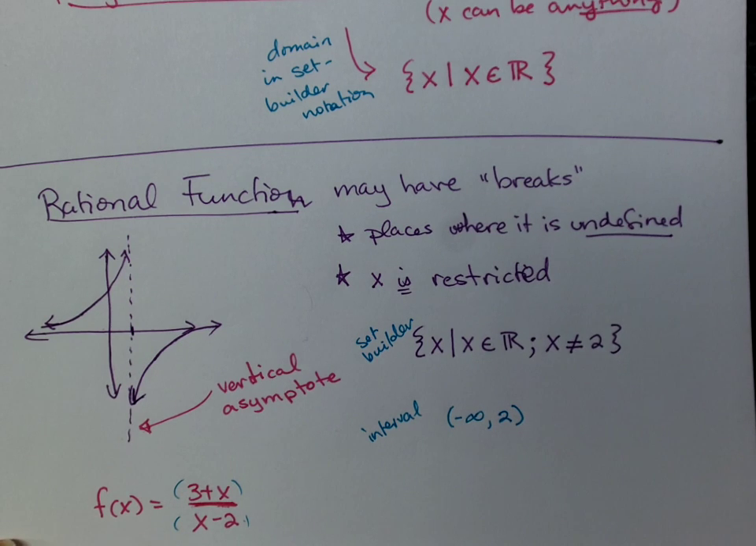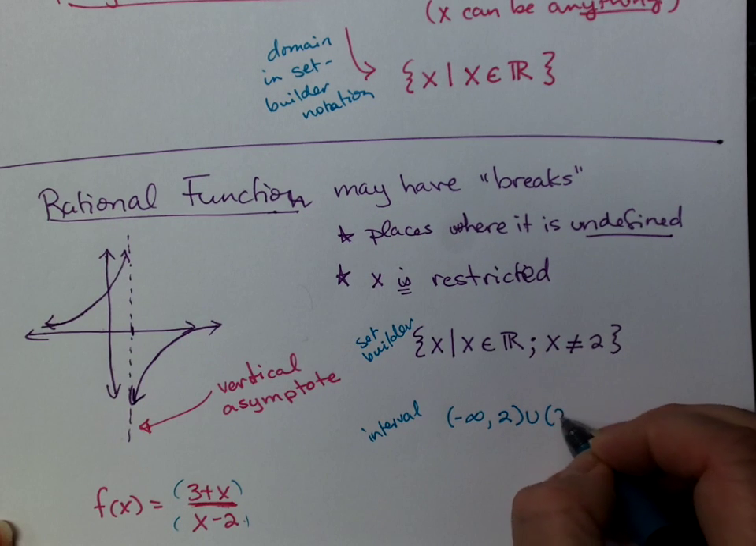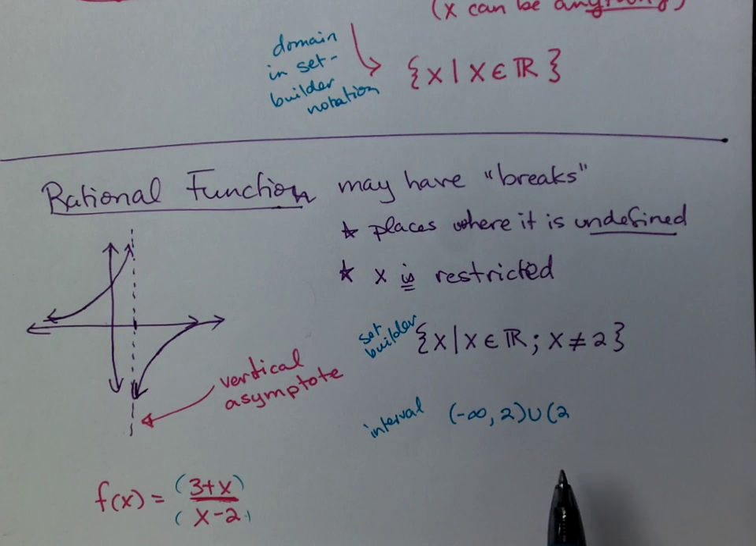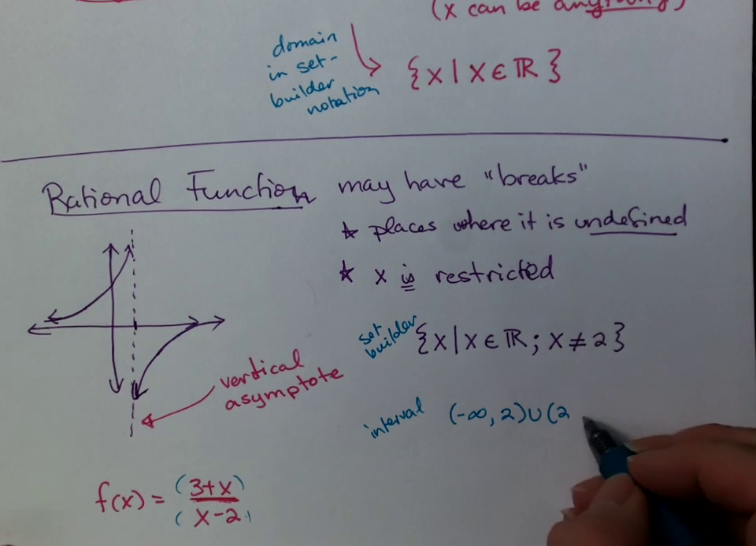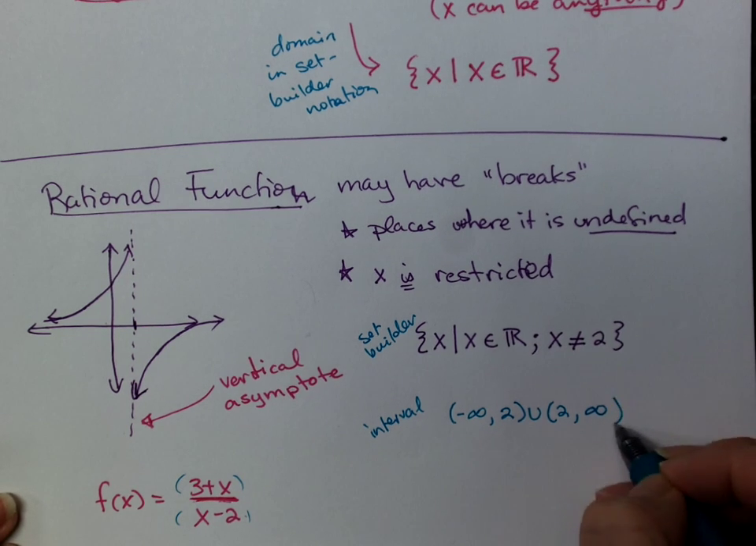Soft parenthesis. We have to make a little jump because everything up to 2 and after 2 is included. So we just make a really small jump. We pick up again on the other side of 2. The soft parenthesis means 2 is not included, so it's just a little bitty jump. And then we go to the biggest possible value, and we close it.